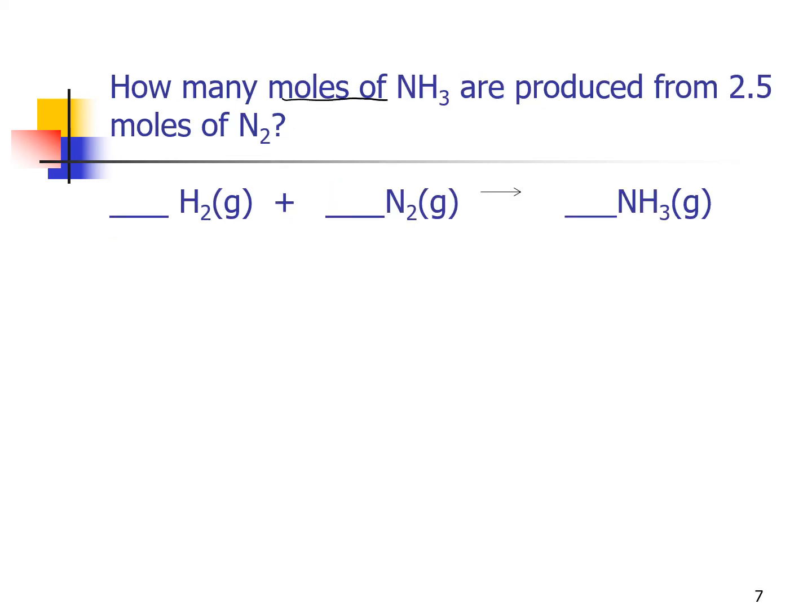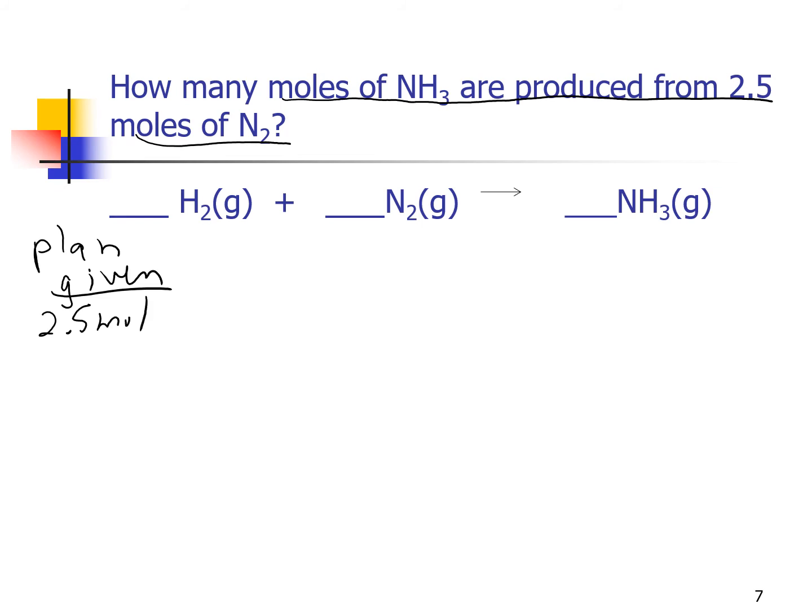How many moles of NH3 are produced from 2.5 moles of N2? Let's start with our plan. What we are given is 2.5 moles of N2. What we're trying to find, or what we don't know, is moles NH3. So how do we get from A to B?